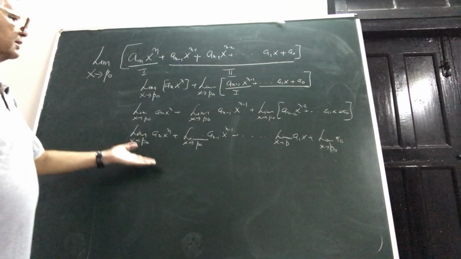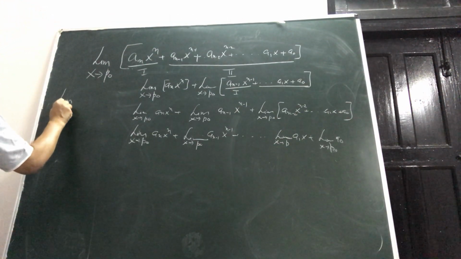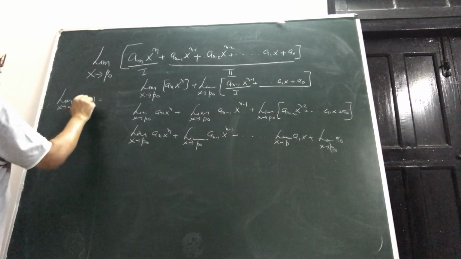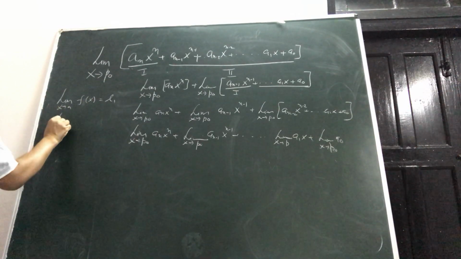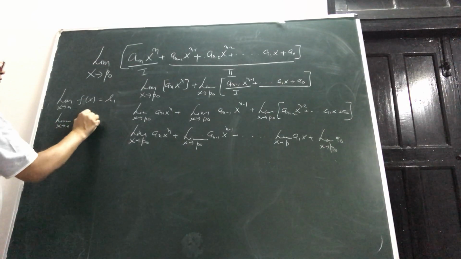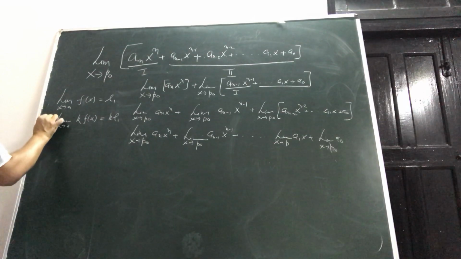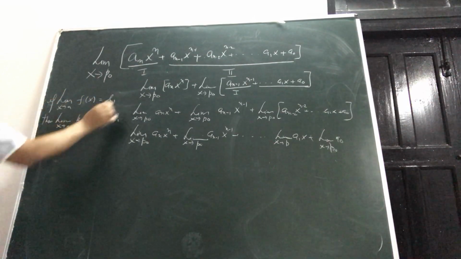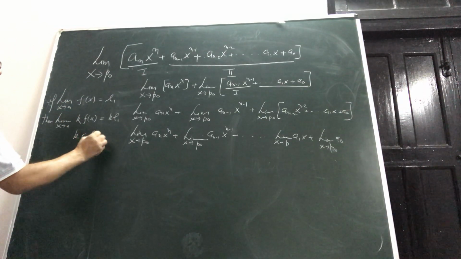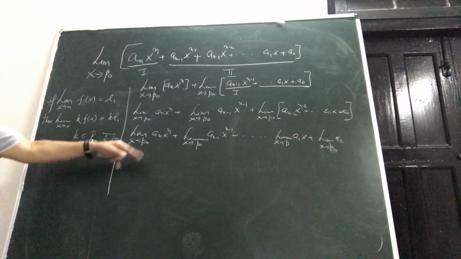There is a small proof of it. That is, limit x tending to a of f(x) is L1, then limit x tending to a of k f(x) is nothing but k L1. If the limit of this thing is L1, then this is always k L1. We can prove it, where k is any real number, but k is not equal to 0. So this result we will invoke.